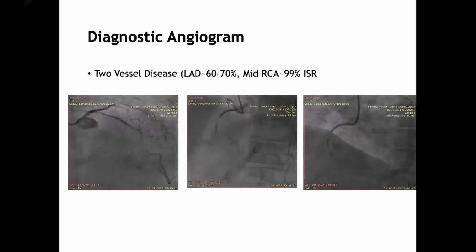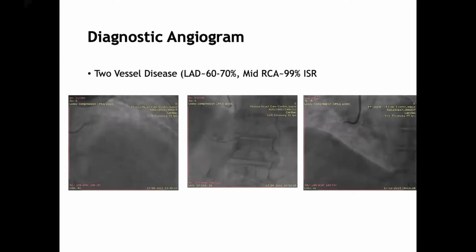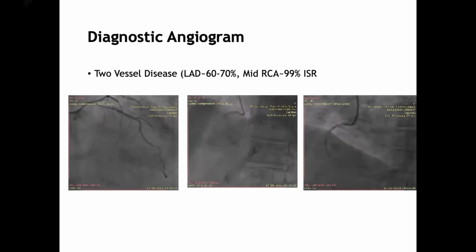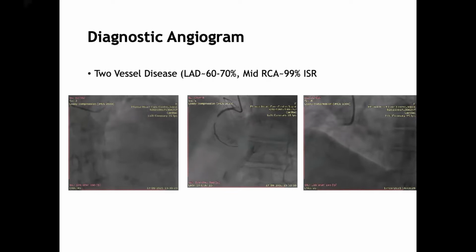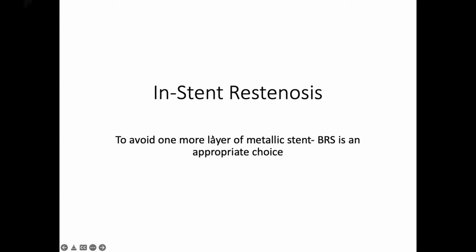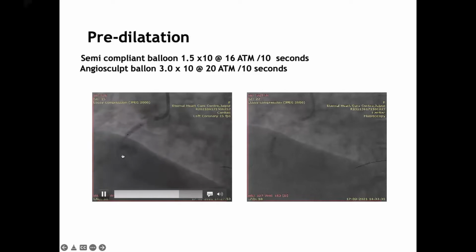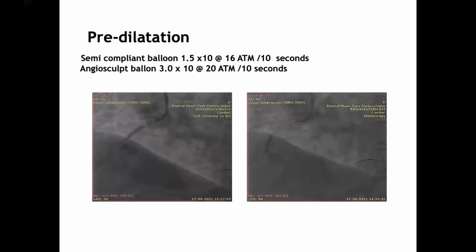This is also one of the ideal indications, when you don't want to have a 2-layer of metallic struts. So we can place the BRS in that scenario if the balloon result is not quite good. So in in-stent restenosis, just to avoid one more layer of metallic stent, if the result with balloon dilatation is optimal, you can do a DEB, drug-eluting balloon, but if there is a suboptimal result, then you can go for the BRS, which is ideal because it will go away over 2 to 3 years' time, and then nothing is left behind.